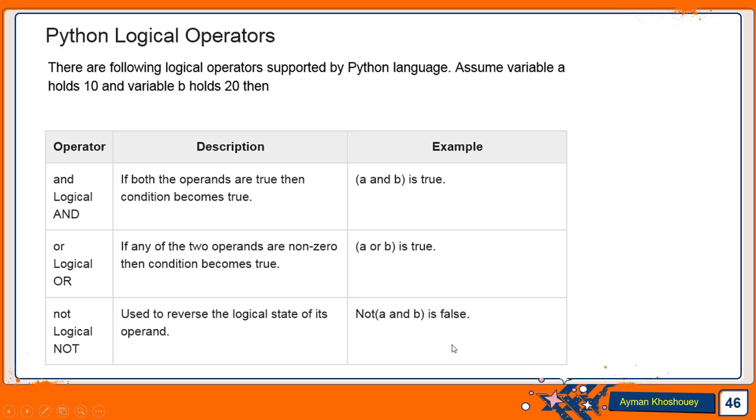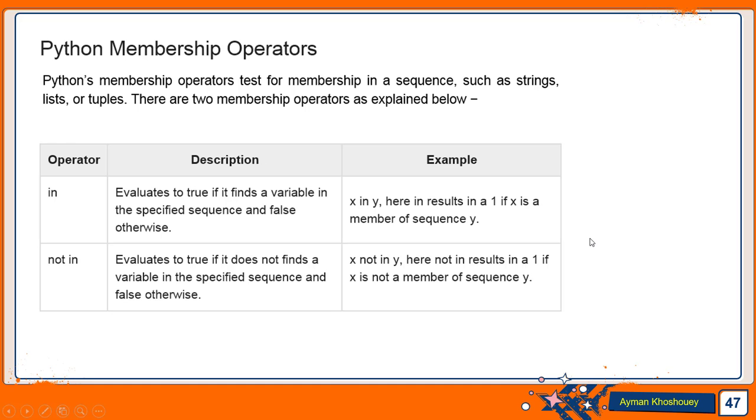The logical operators are logical and, or, not. And this is the example. The Python membership operators check whether a variable is in an array or in a list, and there is also not in.